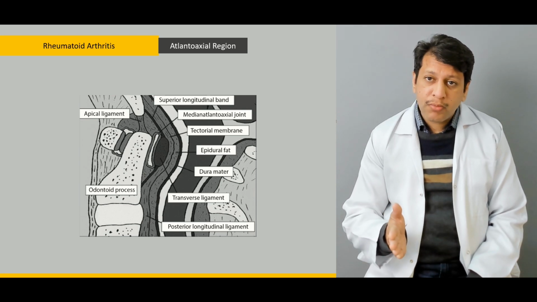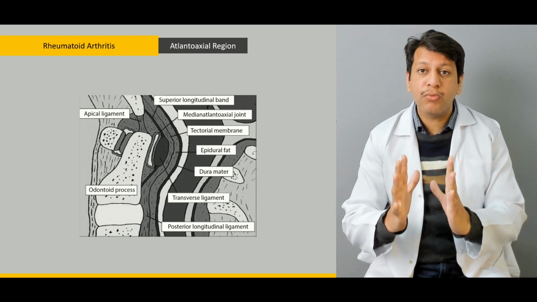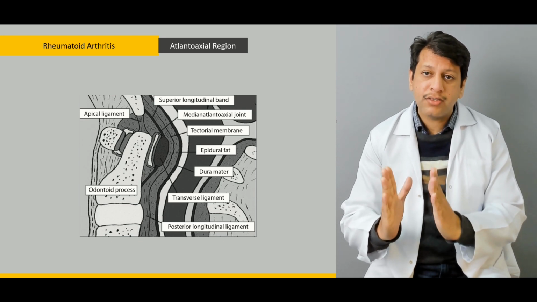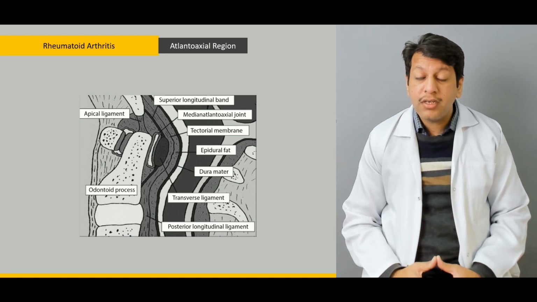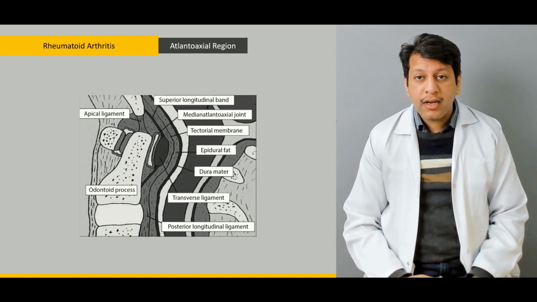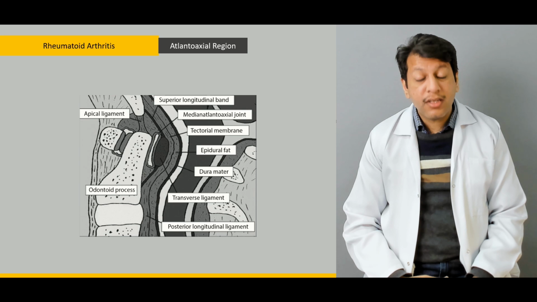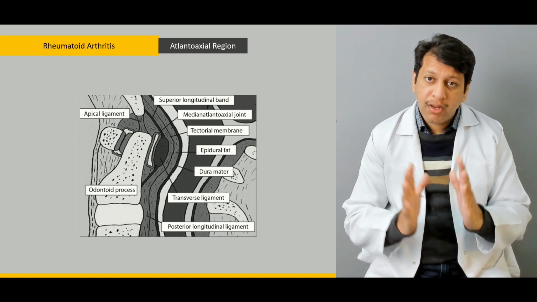Once this pannus formation starts, it leads to subluxation, because the ligaments cannot hold the bones together. As a result, the classical presentations of cervical spondylitis seen in rheumatoid arthritis are atlantoaxial subluxation, basilar invagination, and subaxial subluxation. And why does this subluxation occur?